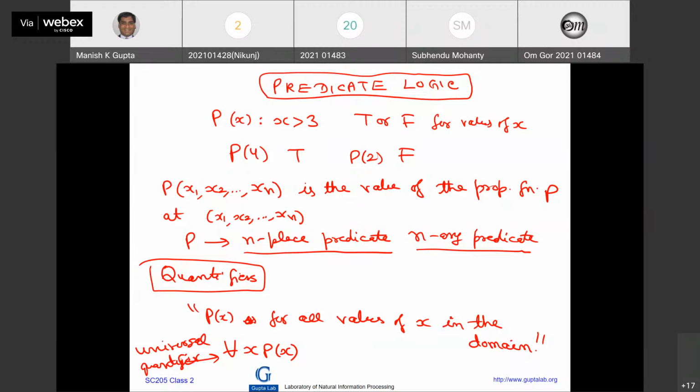So if something like this is given and there is a value of x for which the statement is not true, so that is nothing but a counterexample, right? You know that if there is something for which it is not true, it is a counterexample. So we write it like this.